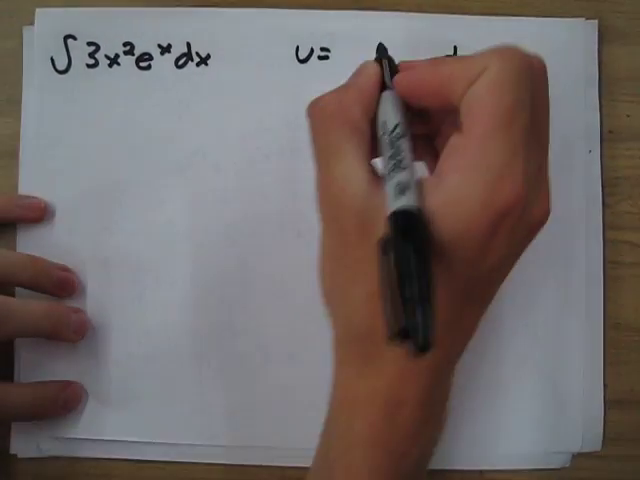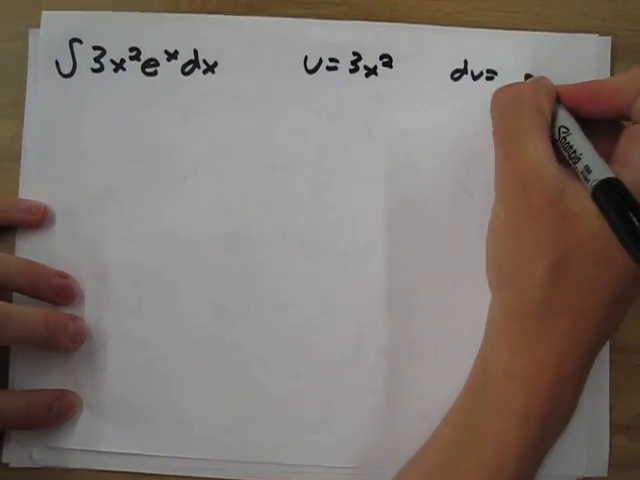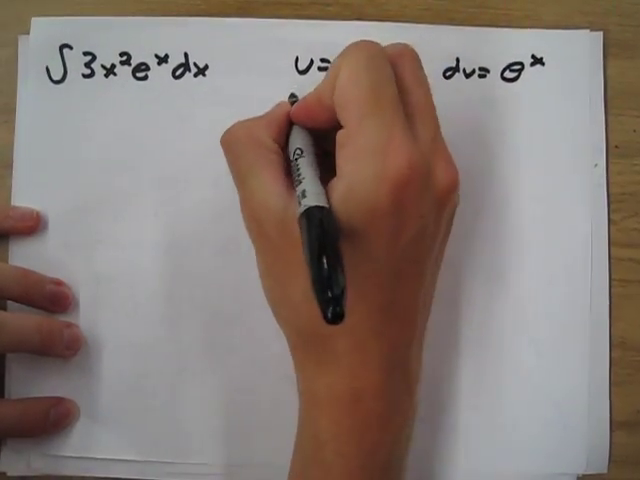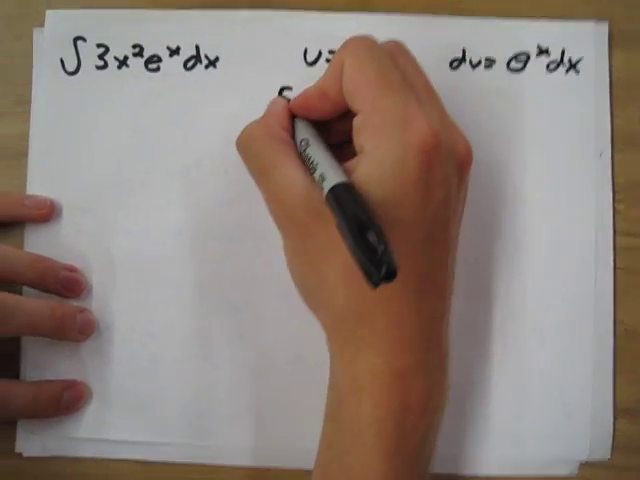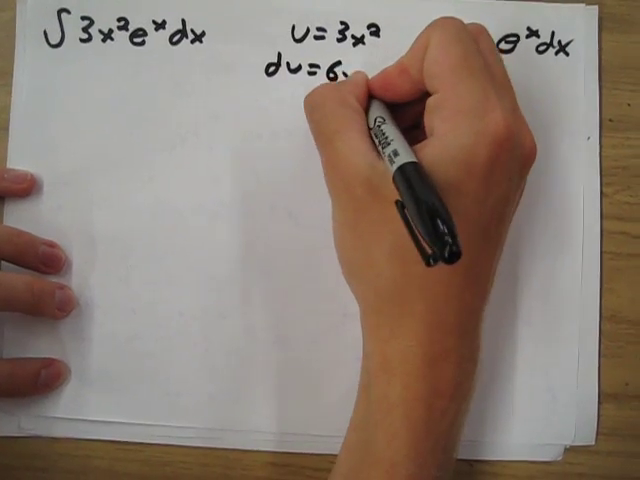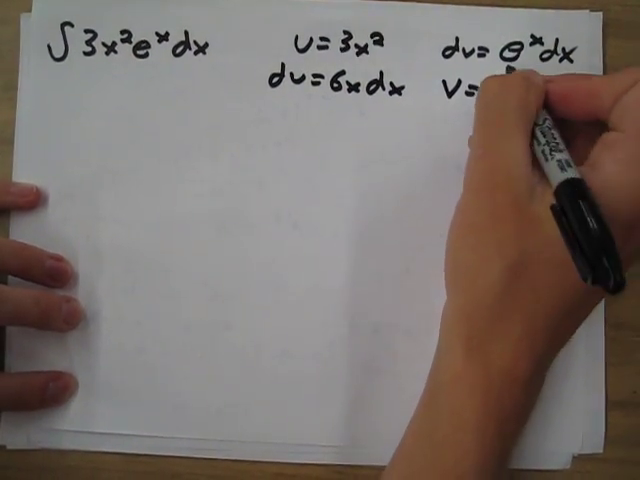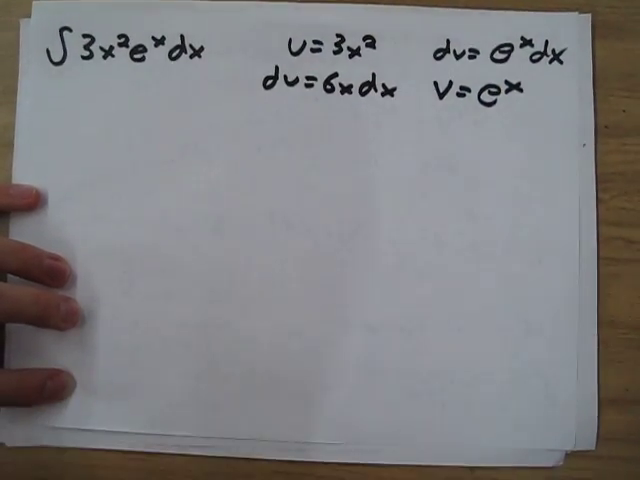So in this case, we pick 3x squared as u. So 3x squared is our u, and our dv is going to be e to the x dx. So now, in order to find our du, we're going to take the derivative of 3x squared. That's going to leave us with 6x dx. And our v value is going to be the integral of e to the x dx, which is simply e to the x.